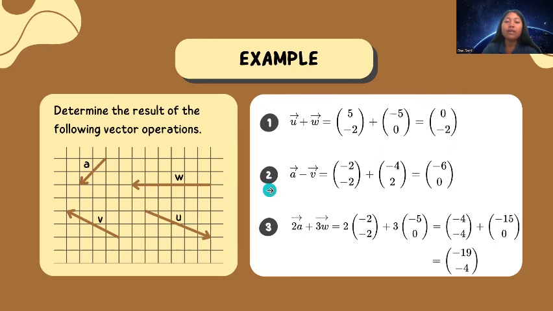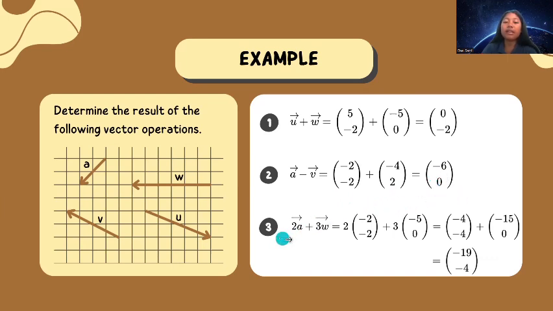Example 2: vector A minus vector V equals. We subtract vector V (-4, 2) from vector A (-2, -2), and the result is (-6, 0).